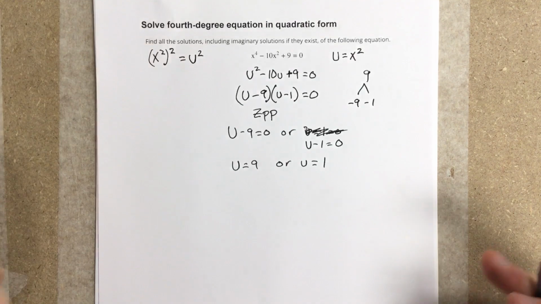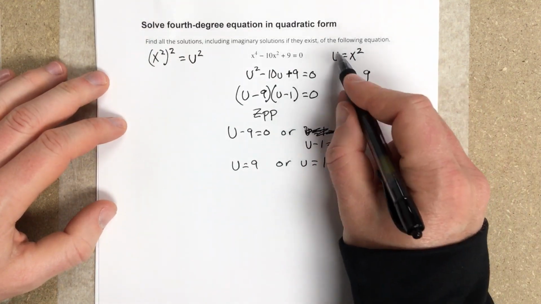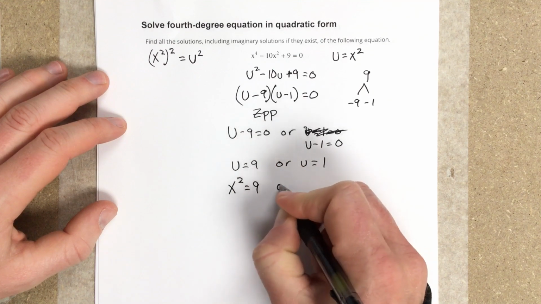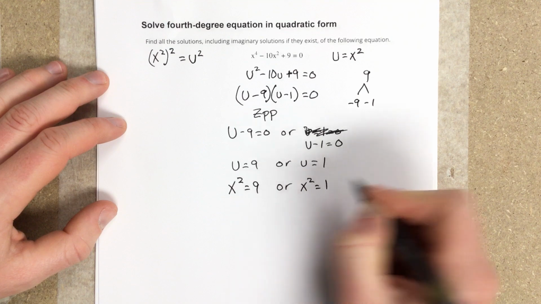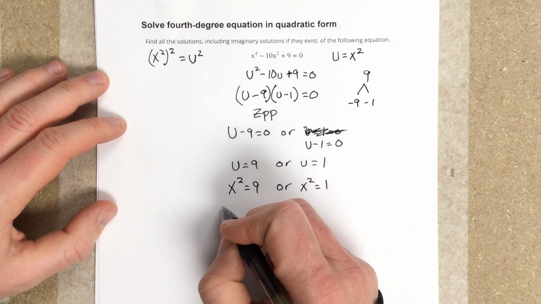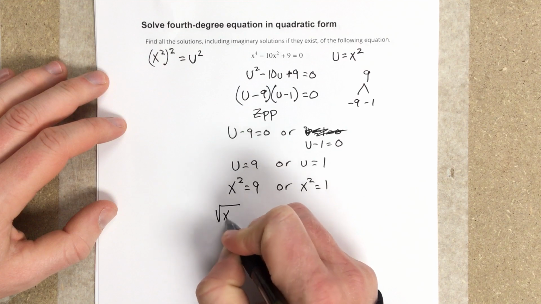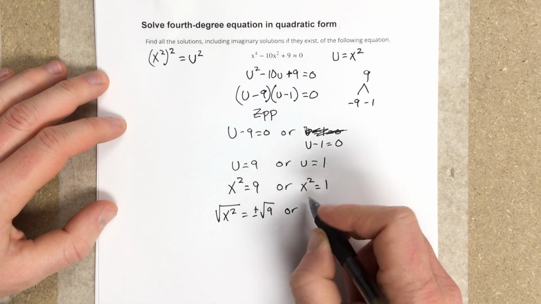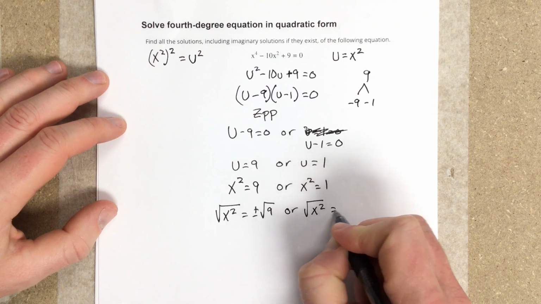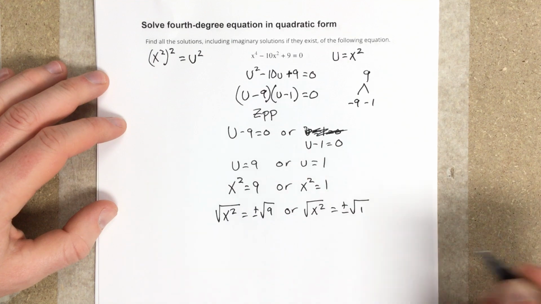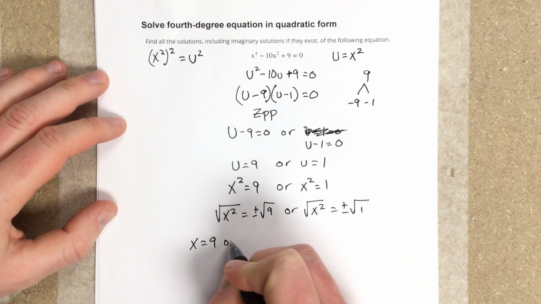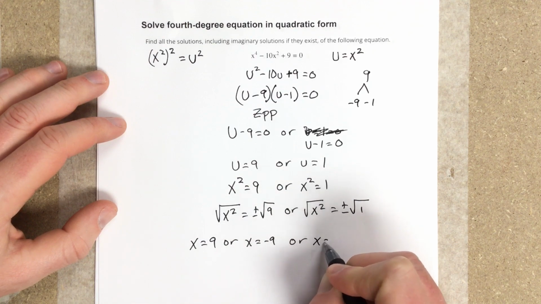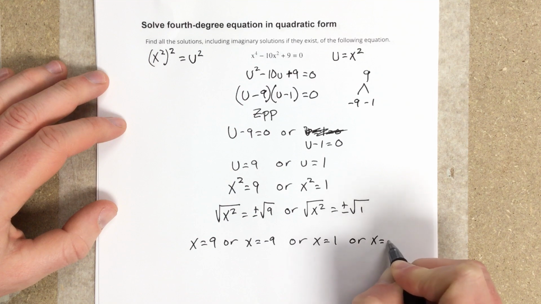Now we found out what u is, but we're looking for what x is. Well, we know that u is x squared, so we can resubstitute that back in. So you have x squared equals 9, or x squared equals 1. Square root each side, so we get square root of x squared is equal to plus minus the root of 9, or square root of x squared is equal to plus and minus the root of 1.